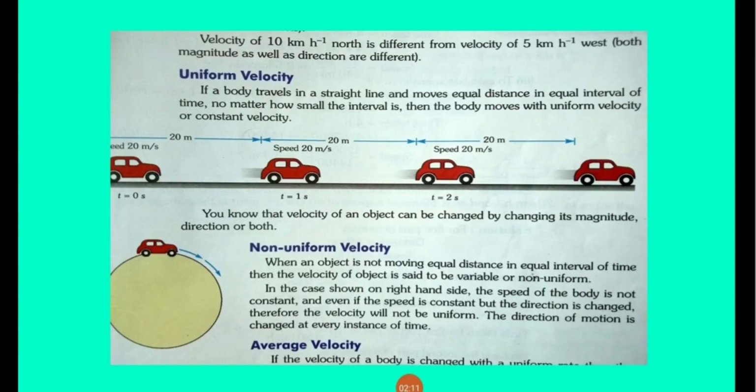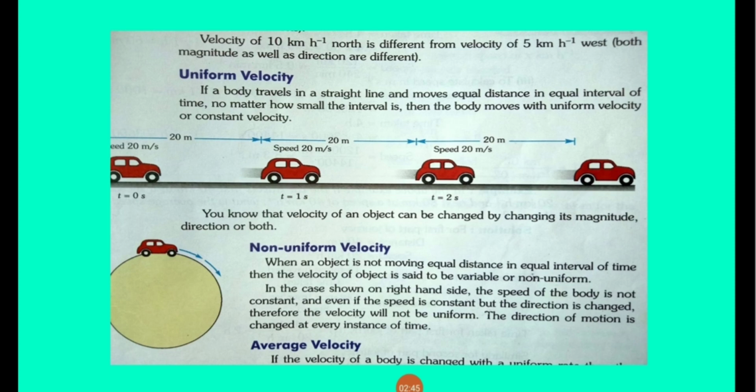So now let's define what is uniform velocity. When an object travels, here in this case in a straight line, equal distances in equal intervals of time, then the object moves with uniform velocity, or we say constant velocity. You can see here in a straight road the car is traveling, and every 1 second it is traveling 20 meters. So this vehicle is moving with uniform velocity.